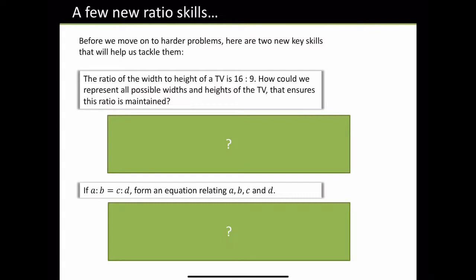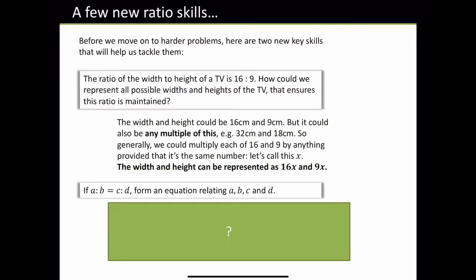It means that the TV ratio is 16 to 9. So if you multiply the width and the height, you should be getting a specific amount. As you can see here, you could have 32 and 18. Why is that? Well, they're both multiples of 2. So let's call it x. So the width and the height can be represented by 16x and 9x.